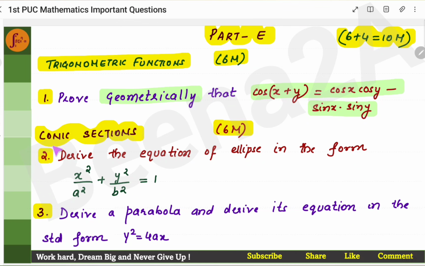And the second 6-marker would be from conic sections. Derive the equation of ellipse, x square by a square plus y square by b square is equal to 1. You have to derive this equation. Or you should also learn derivation of the parabola equation, y square is equal to 4ax. So be prepared for both these topics thoroughly. And the explanation for this is given in the model question paper.